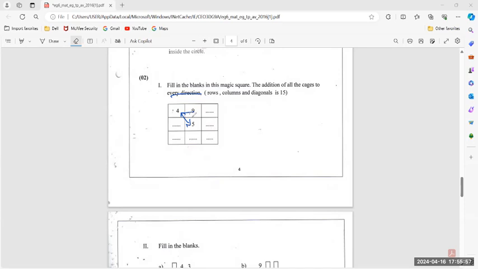So it goes like this, no? These two numbers added together to get this number. So like that, these two numbers added together to get this number. So it can be 2 and 3. So these two numbers added together to get this number.